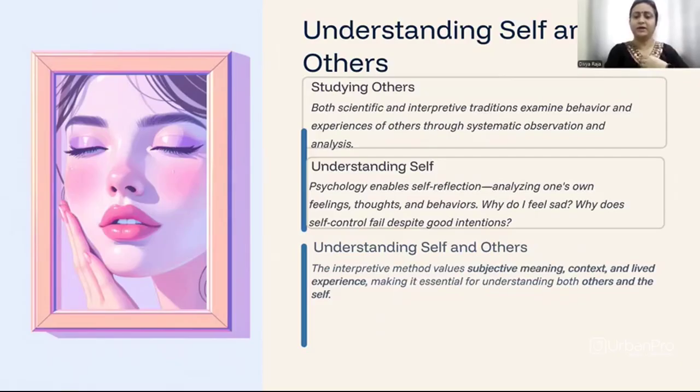Sometimes we think, why am I all of a sudden feeling sad? Or why is my self control not working in spite of trying so hard? So, the interpretative method especially helps us in understanding the subjective meaning of different situations, the context, and the experiences of each individual. Thereby, once we understand why each one interprets the same situation differently, it's easy to understand ourselves and others.